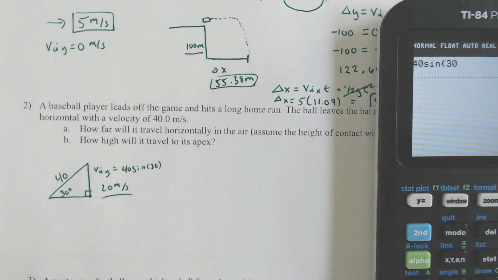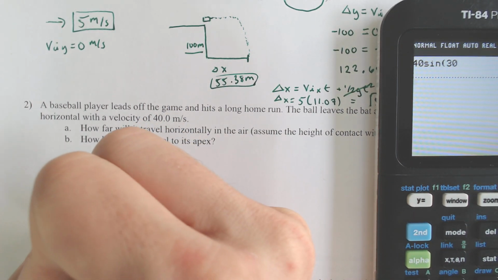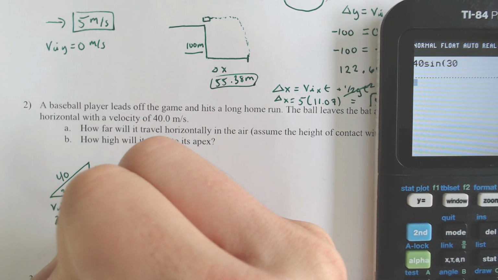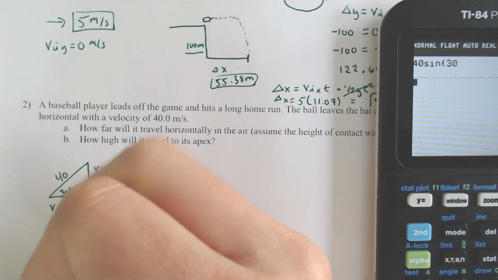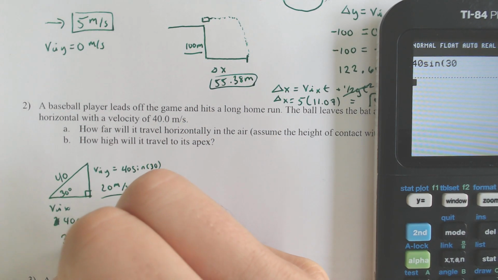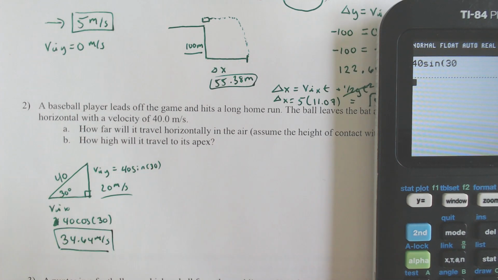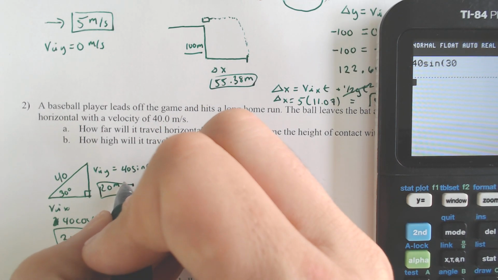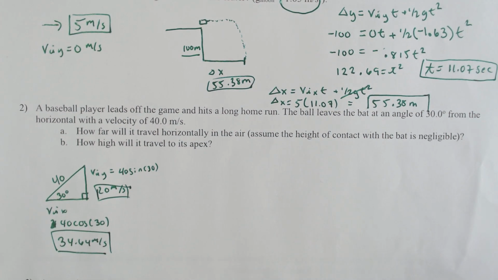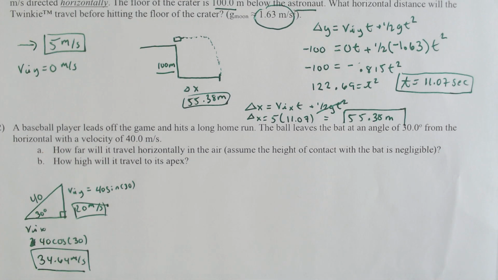Well. And then here for our VI for X would equal 40 cosine of the angle, which ends up equaling 34.64 meters per second. So it's going a little bit faster horizontally than vertically. It's going up by 20, but over by 34.64 meters per second.